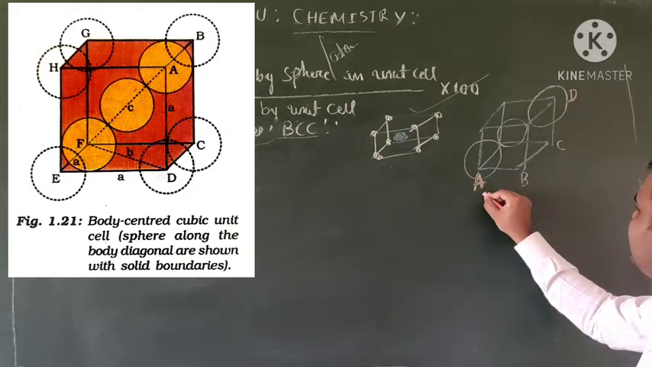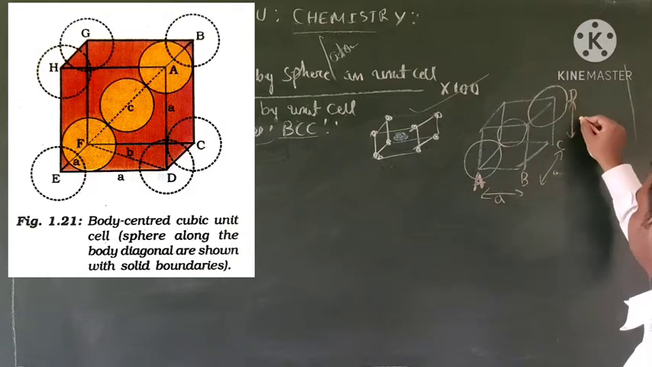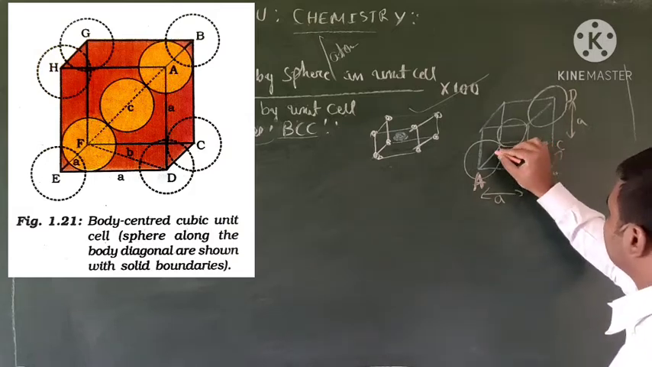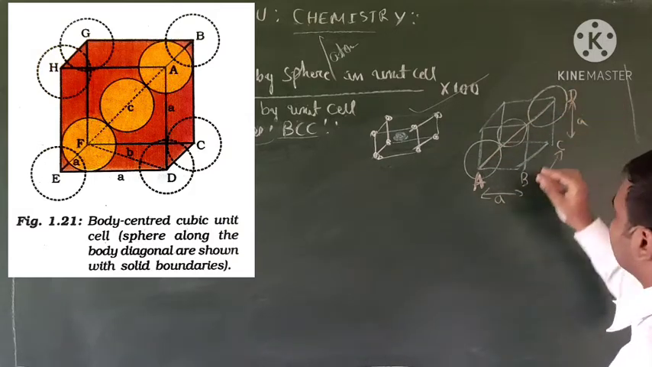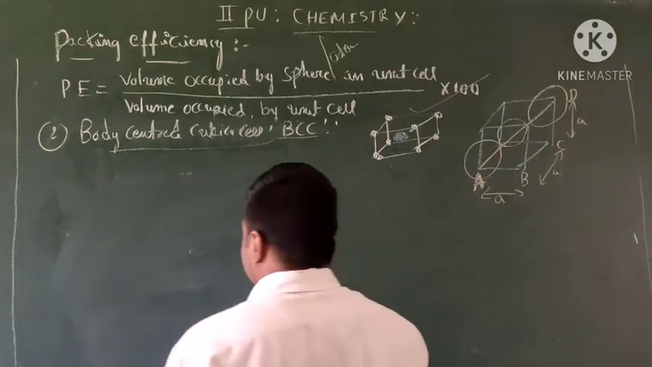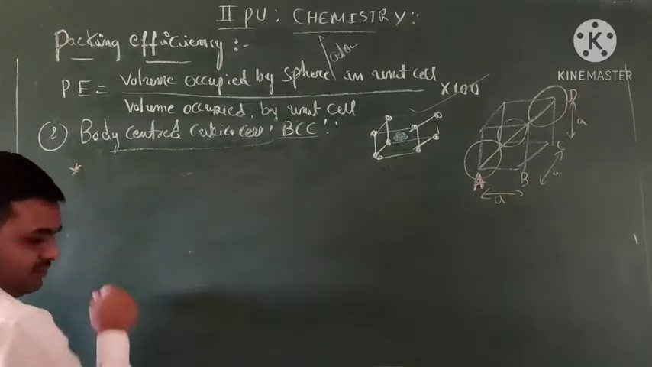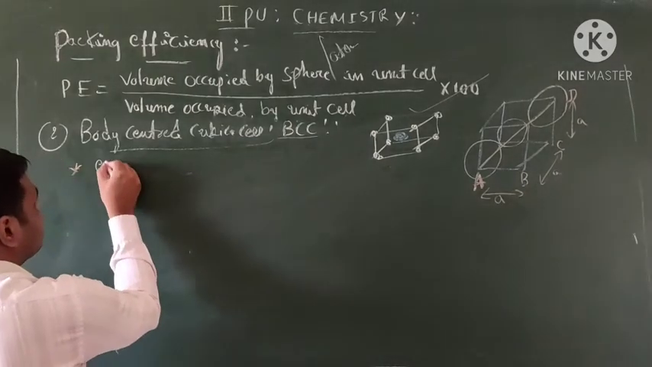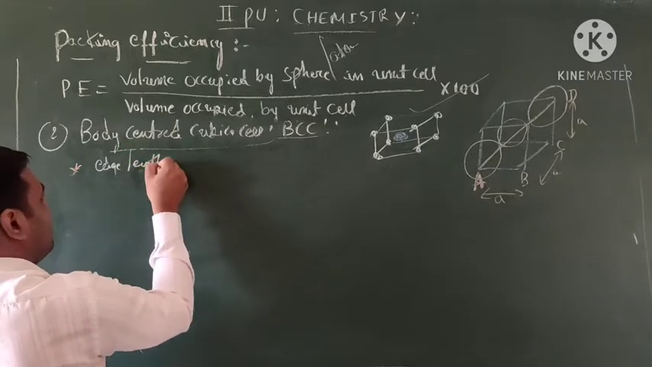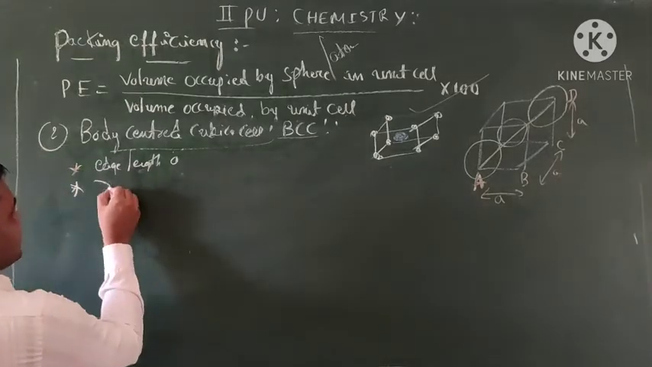This is called the edge length. This is also edge length, and this is also edge length. One more point you can consider: this is a body center molecule. So we write as usual. The edge length is a.